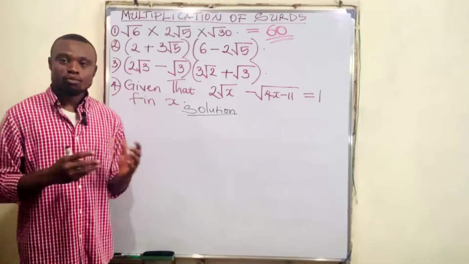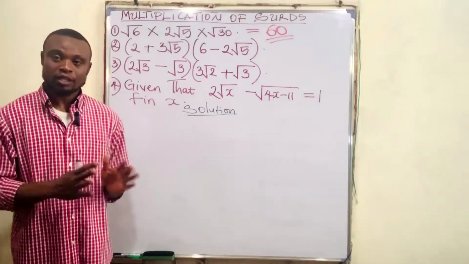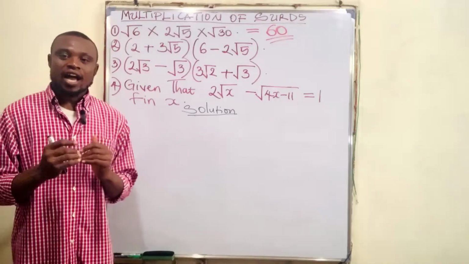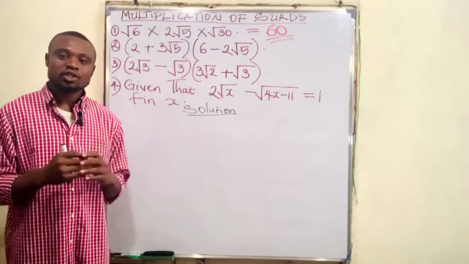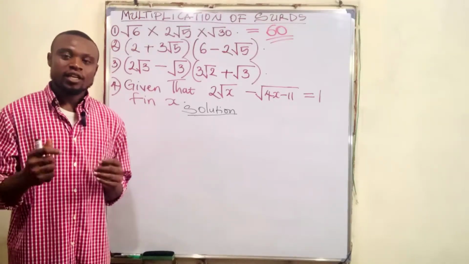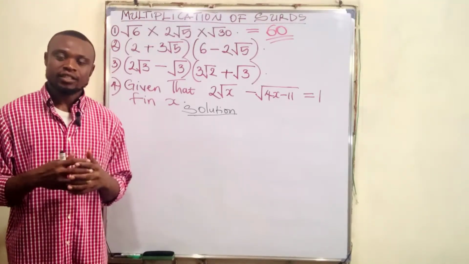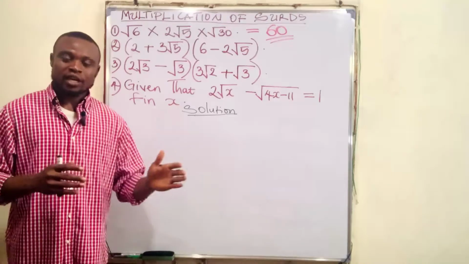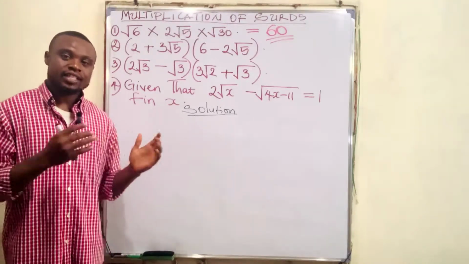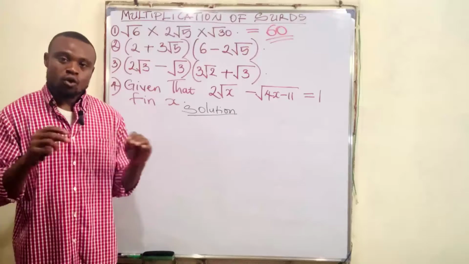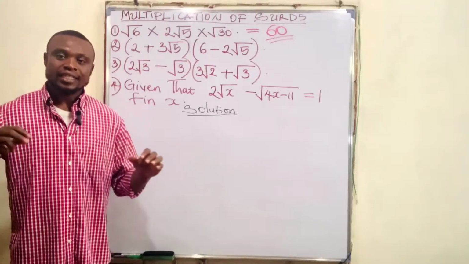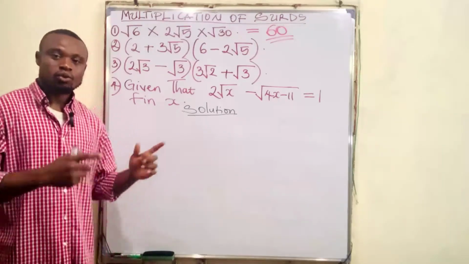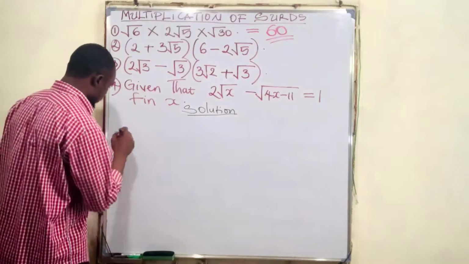Now, the multiplication of surds, particularly those in brackets, are just like the multiplications that we did in algebraic identities. That's the first bracket multiplies the second bracket. That's the idea we're going to use here. But the ones without brackets are direct multiplications. So let's start with number 1.